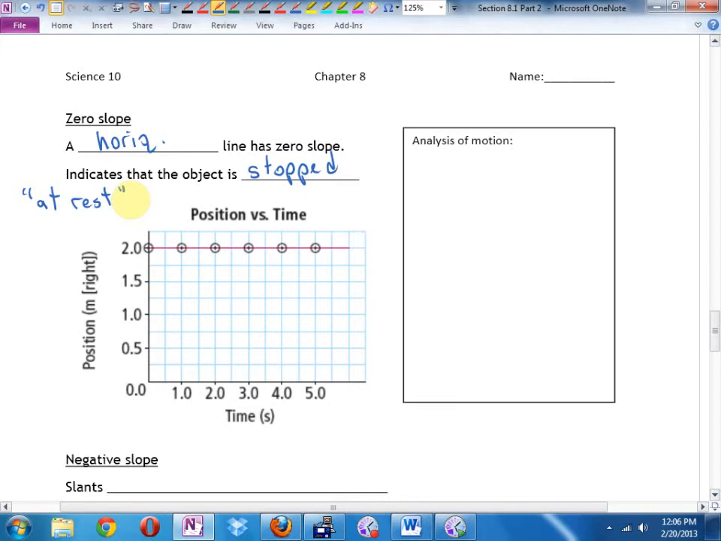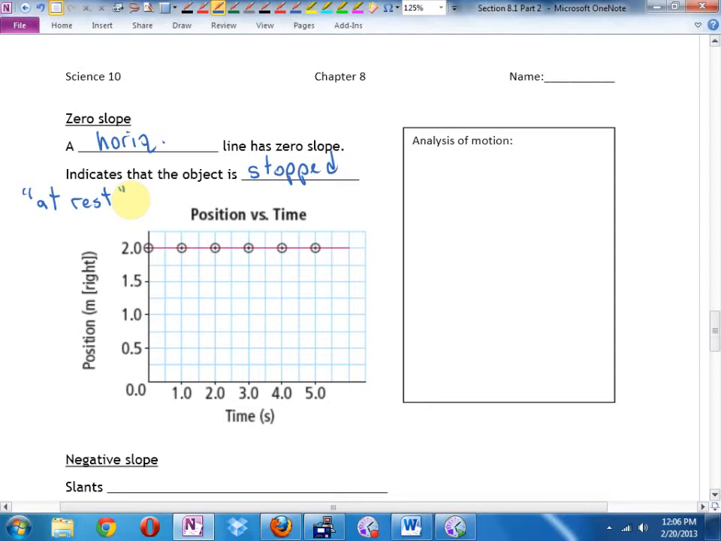Does that make sense? Sarah, here's what this graph is saying. After 1 second, you were 2 meters to the right. After 2 seconds, you're still 2 meters to the right. After 3 seconds, you're still 2 meters to the right. You know where you are after 4 seconds? Still 2 meters to the right. That's the definition of stopped.